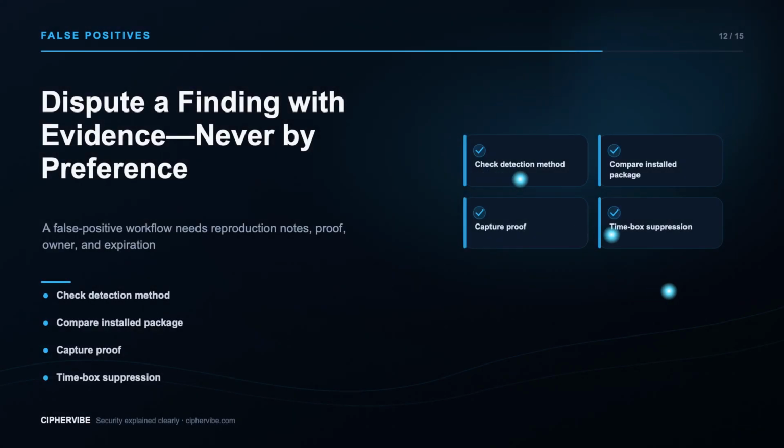Suppose the scanner reports an old library, but the package manager shows the fixed backported build. Do not click false positive because the patch team disagrees. Compare the plugin logic with vendor guidance, capture the package version, document the backport, and ask the scanner owner to review. If you suppress the result, add an owner and expiration. Weak evidence becomes a question, not an excuse.